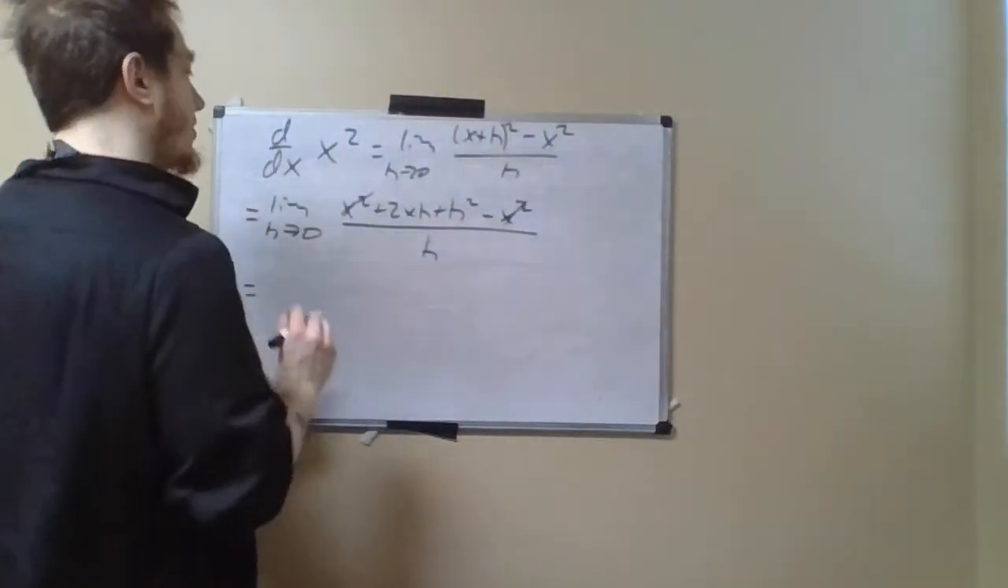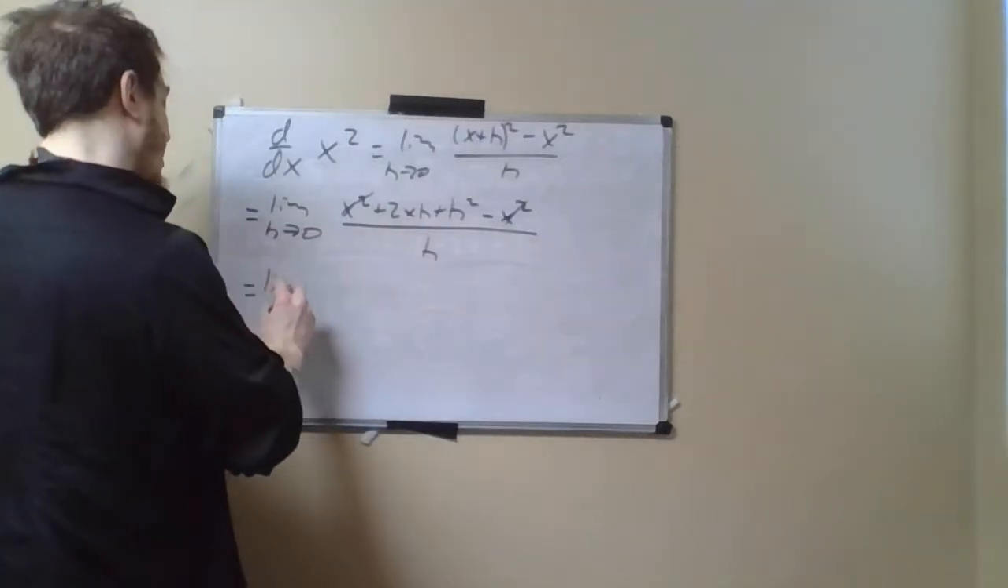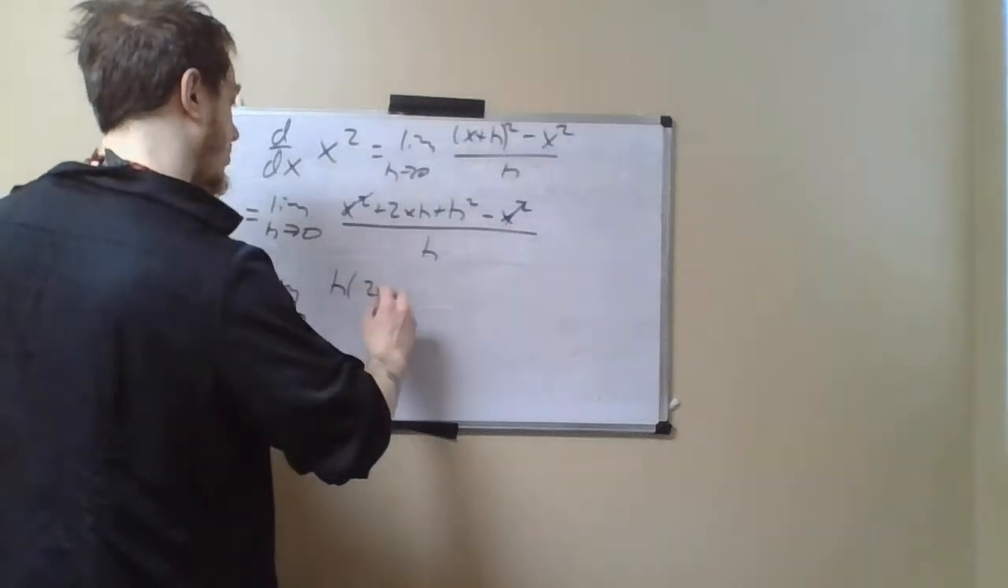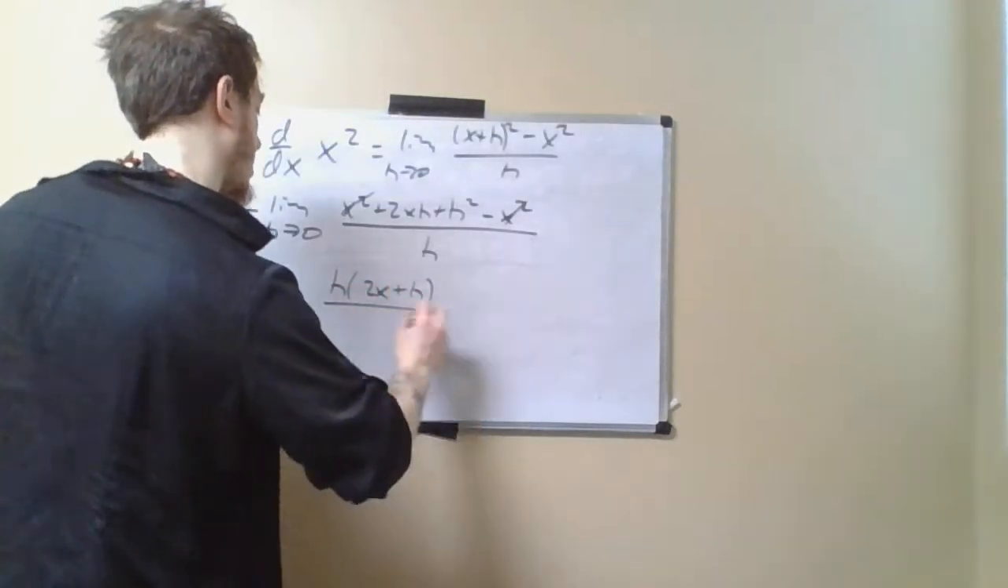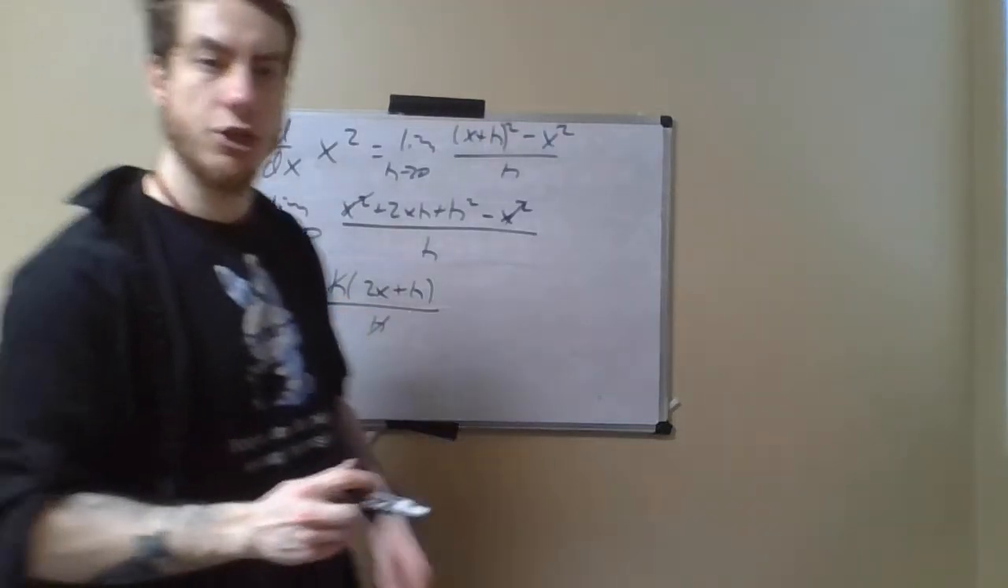And everything that remains in the numerator has an h in it, so I can factor that h outside. And I get h times (2x plus h) divided by h. Now, these h's are going to cancel with each other.